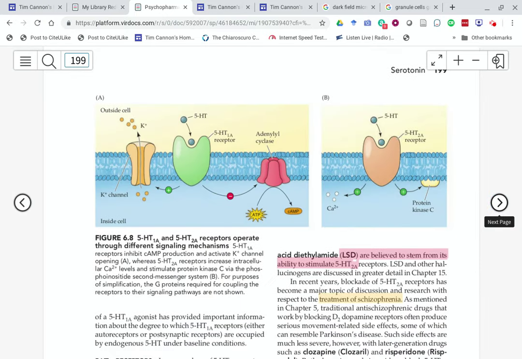And this should look familiar from an earlier chapter. So there's a metabotropic receptor, and it can affect the potassium channel, opening it, letting potassium exit, which will hyperpolarize the cell. It can also inhibit adenylyl cyclase and have an effect there.